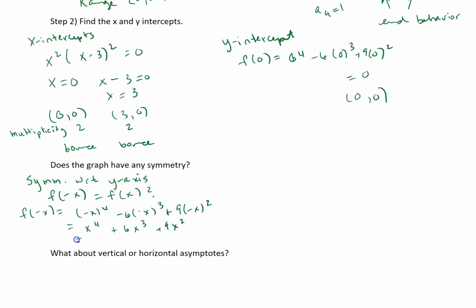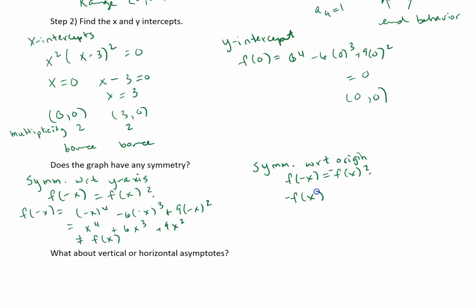But either way, this is not equal to f of x. It's not the original function. So there's no symmetry with respect to the y-axis. You also can talk about whether the function is symmetric with respect to the origin. And the test for that is if the function is odd. So you want to know, is f of negative x equal to negative f of x? We already found f of negative x, so let's just find the other one.